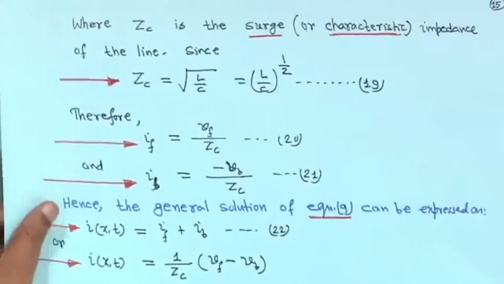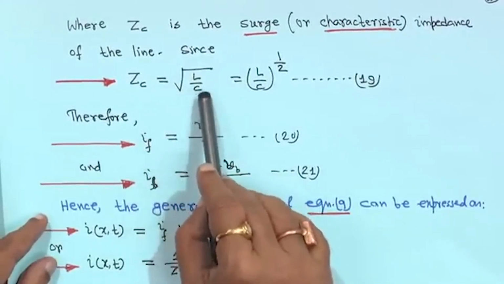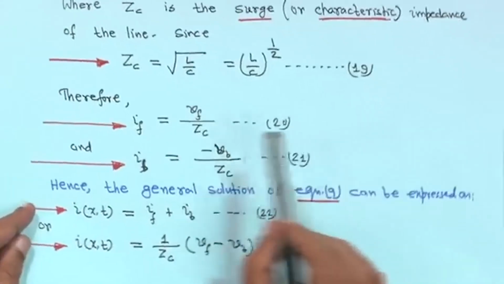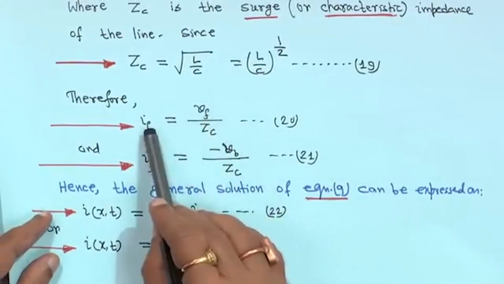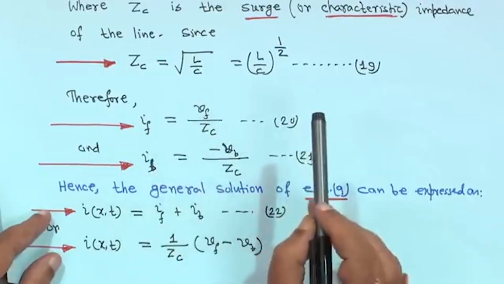Next, we know that Zc is equal to root over L by C, that is (L/C) to the power half. This is equation 19. Therefore, Vf is equal to If into Zc, therefore If is equal to Vf upon Zc. This is equation 20.